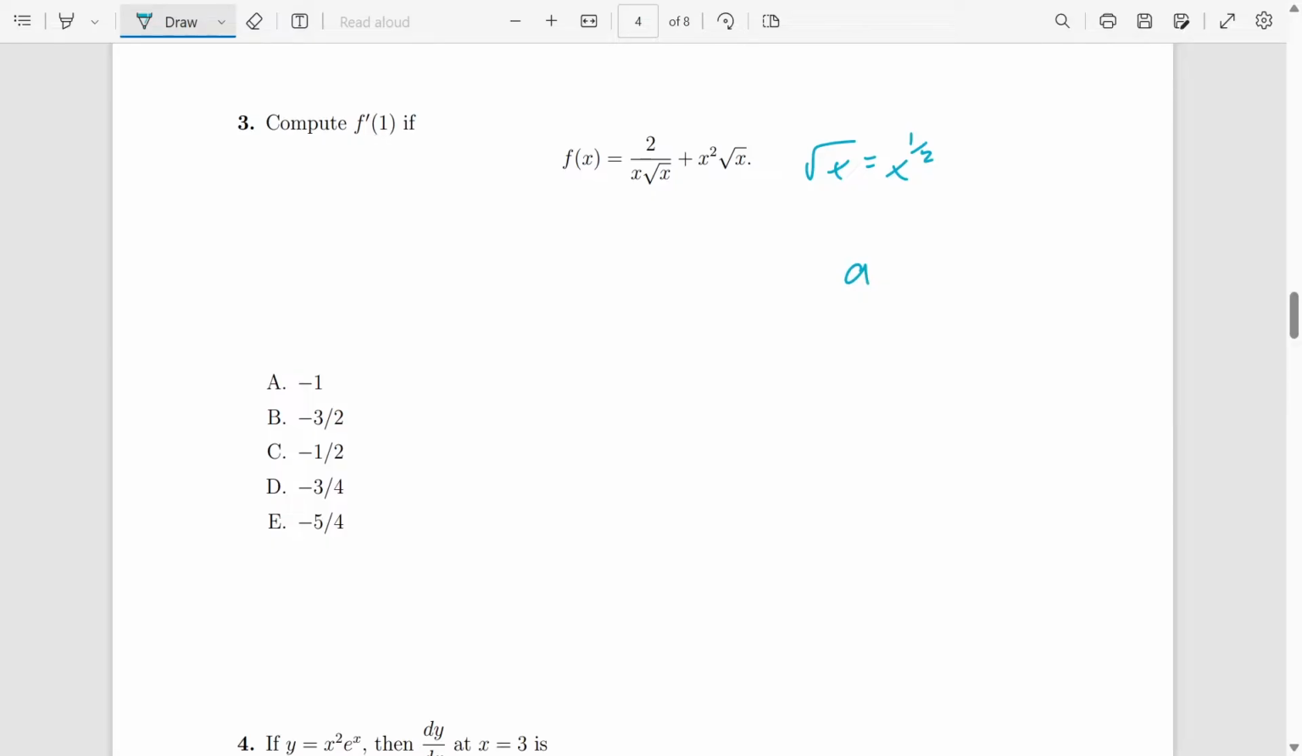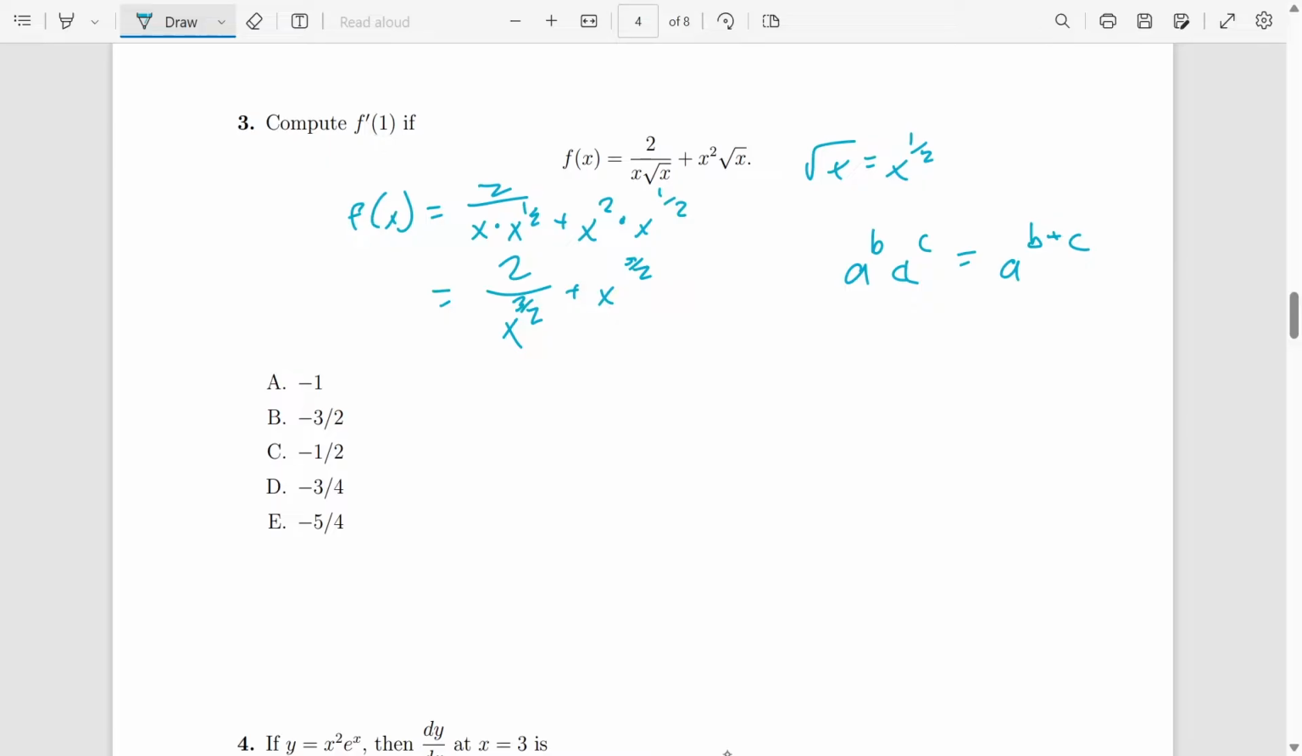And any variable raised to one power times the same variable raised to another power is equal to just one variable with the powers added together. So if we rewrite this as f of x equals 2 over x times x to the 1/2 plus x squared times x to the 1/2, we can see that we can combine everything into 2 over x to the 3/2 plus x to the 5/2.